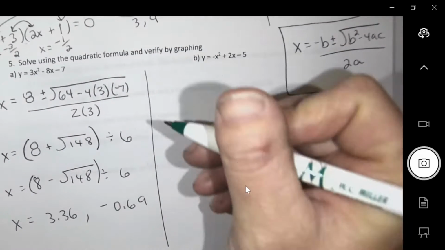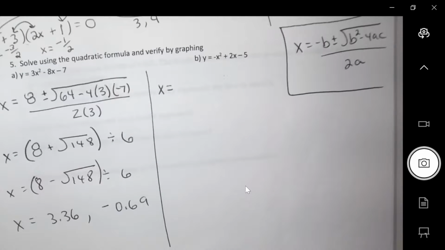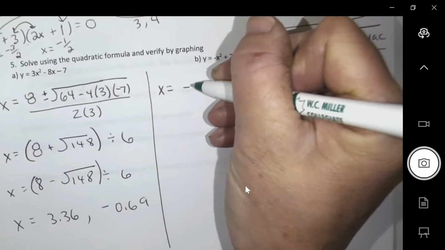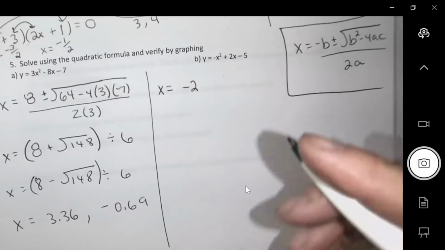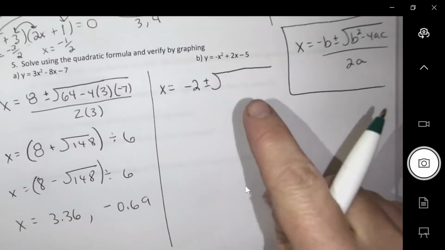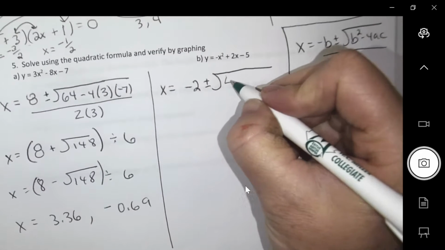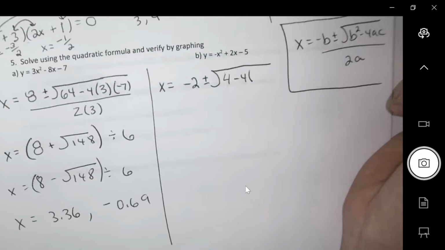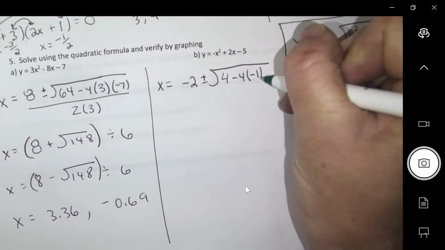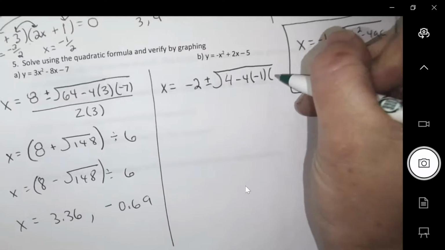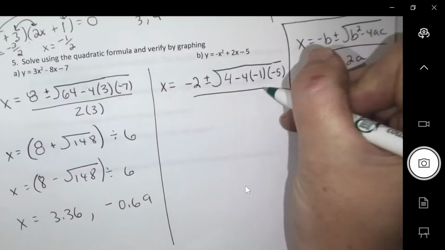Okay, b, x equals negative b. What are you going to write for negative b? The opposite of this. So this is 2, so I write negative 2 plus minus the square root of b squared, so that becomes 4, minus 4 bracket a, negative 1. A is negative 1 times negative 5.